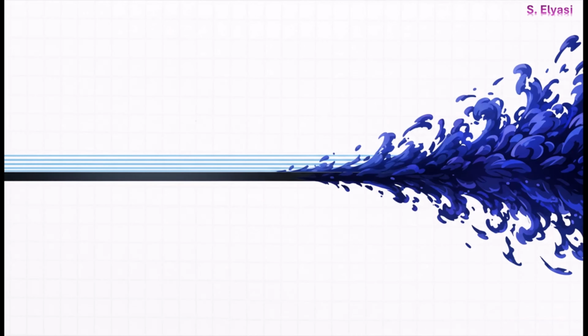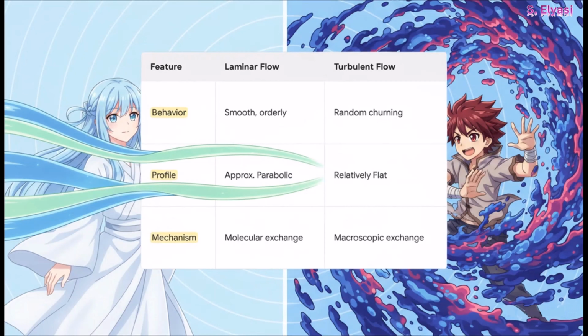No, seriously, depending on the conditions inside this one little layer, the flow can be beautifully smooth and orderly, or it can just go completely wild and chaotic. First up, you've got laminar flow. Picture perfect, smooth layers just sliding past each other. It's elegant, it's predictable. And then you have turbulent flow.